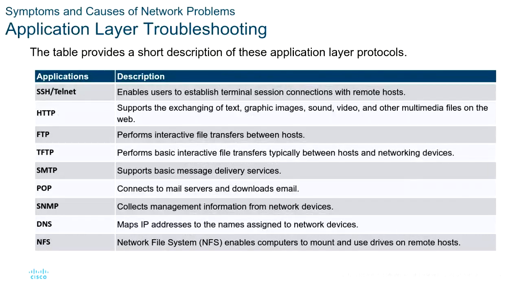Okay, at the application layer, we have some different application layer protocols we're supposed to know something about for CCNA testing purposes. Secure Shell and Telnet, ports 22, 23. Hypertext Transfer Protocol, port 80 or port 443 for Hypertext Transfer Protocol Secure. FTP, ports 20 and 21 for transferring files, but you have to log in.